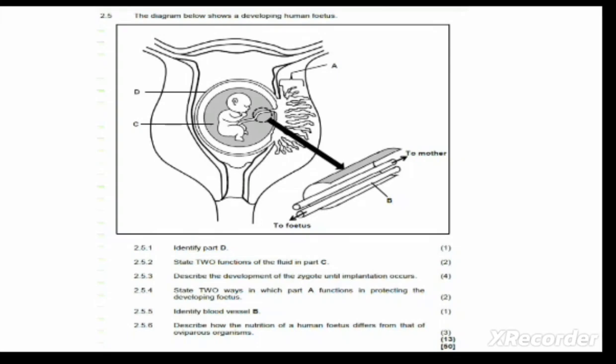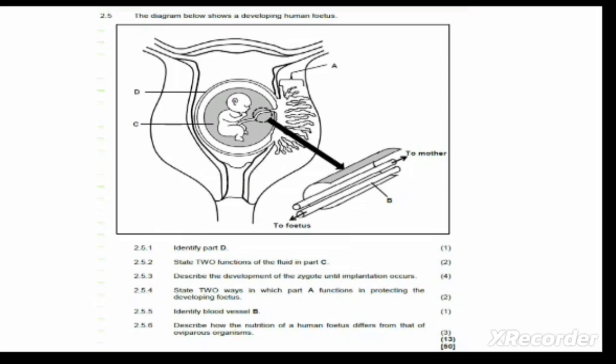Today we're going to answer questions under the topic of human reproduction. The first question says, the diagram below shows a developing human fetus. Identify part B, that is chorion. State two functions of the fluid in part C, that is amnion fluid, and it acts as a shock absorber. It prevents dehydration. It helps to keep the temperature within a narrow range.